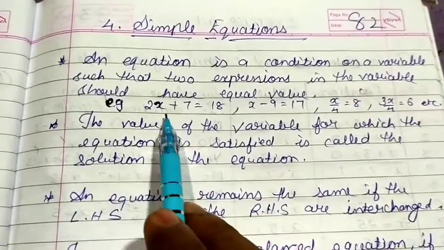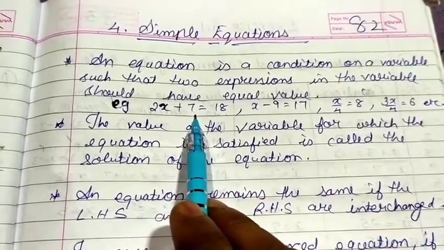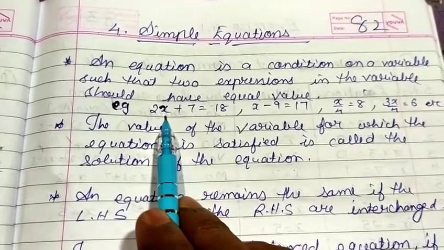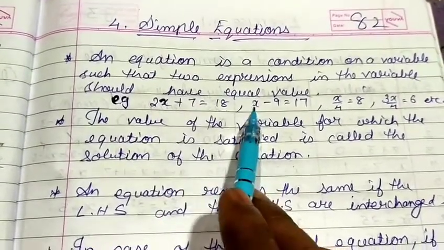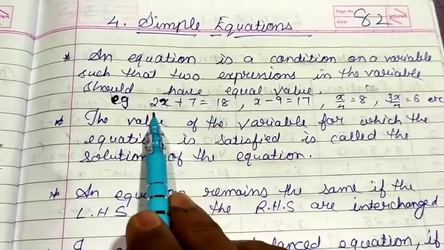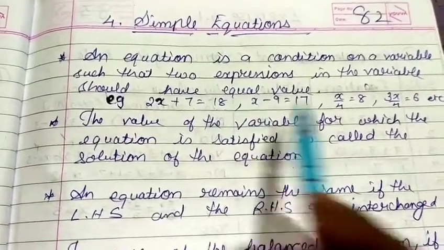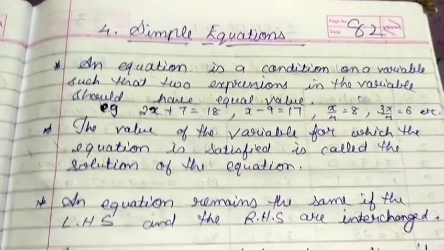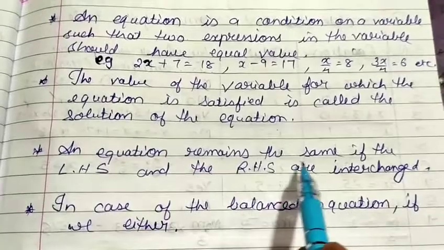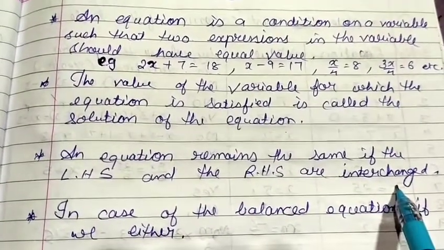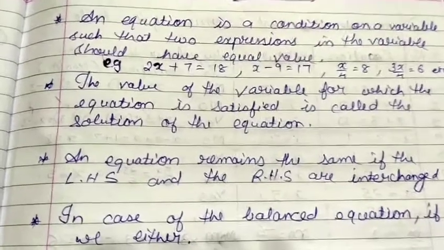Now take for example, after solving the equation, whatever value of the variable we are getting at the end, while transposing your value toward your right hand side or left hand side, we tell it is the solution of the equation. Now, the equation remains the same if the LHS and the RHS are interchanged. There will be no change in the value of the equation.